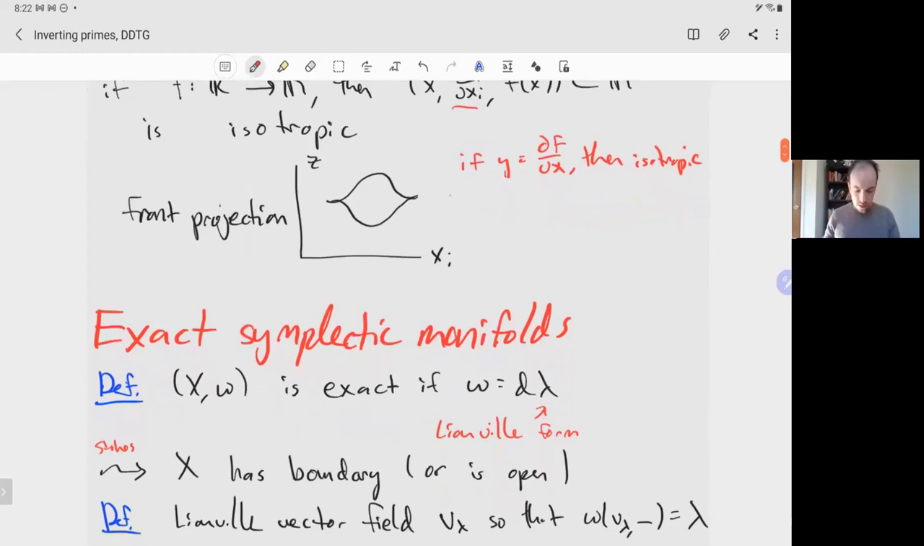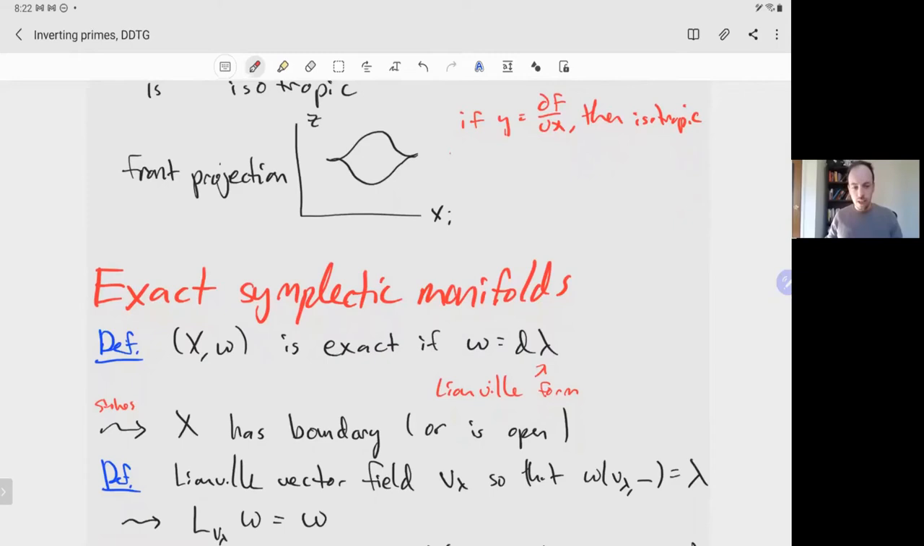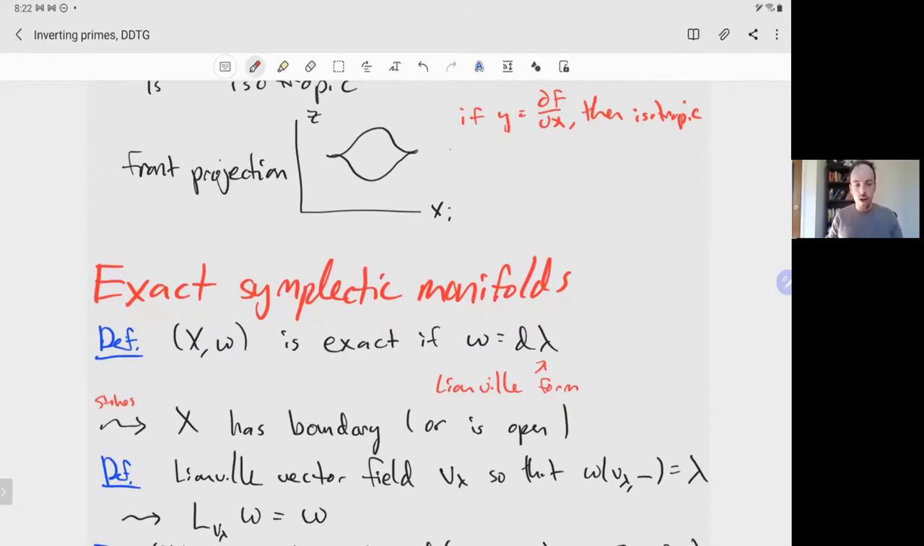When we have an exact structure like this, we can define the Liouville vector field, which I'll denote V sub lambda. This vector field is defined by the condition that when you contract it with the symplectic form, you get back lambda. This may seem like a strange condition, but the geometric intuition is that the Lie derivative of omega with respect to this vector field is omega. So V lambda expands omega, and this expansion is the reason why you can't have a closed exact symplectic manifold. So in the exact case, you have this expanding vector field.